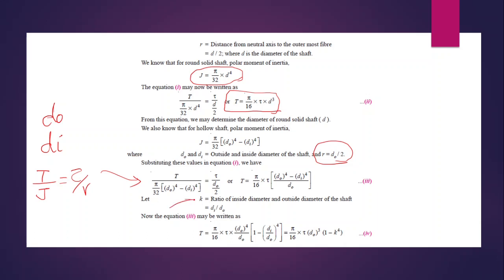Then we introduce another term k, where k is equal to the ratio of inside diameter and outside diameter of the shaft, that's equal to di by dO. Then equation 3 may be rewritten as pi by 16 into tau into dO raised to 4 by dO into 1 minus di by dO whole raised to 4. Then we can substitute di by dO as k. Then T, twisting moment, is equal to pi by 16 into tau into dO cube into 1 minus k raised to 4. This is another important equation, equation number 4.